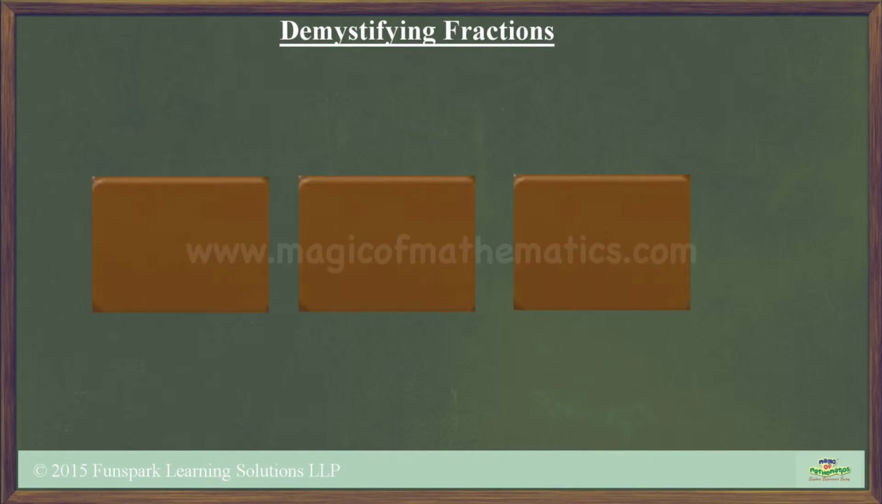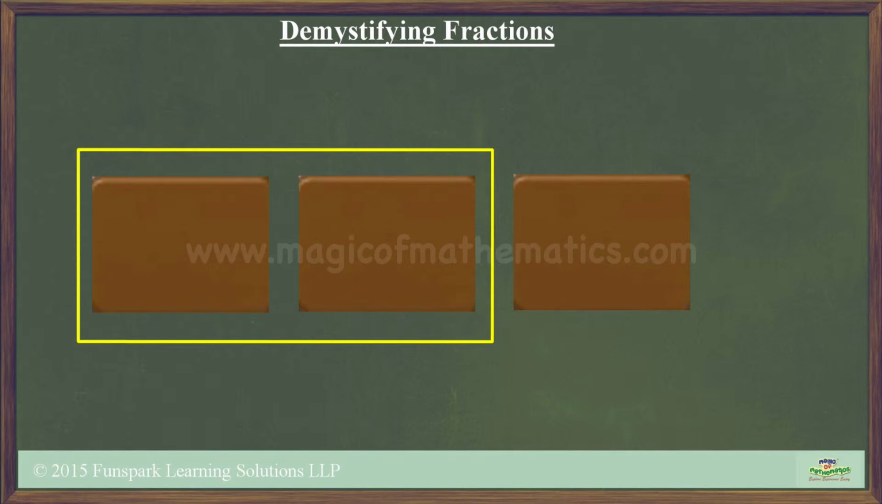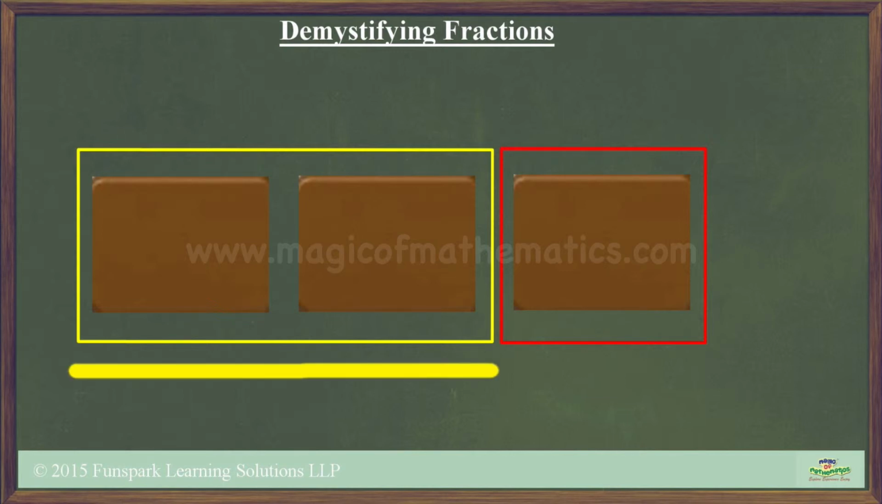Here I have shown 3 pieces of a chocolate which has been cut into 3 equal pieces. The 2 pieces within the yellow colored rectangle taken together represent 2/3 of the chocolate. The piece within the red colored rectangle represents the remaining 1/3 of the chocolate. We are interested in these 2 pieces only since they represent 2 by 3, and we will be cutting these 2 pieces of chocolate into 8 pieces each. However, I will perform the same operation on this piece also. Let us see what happens when we do this.